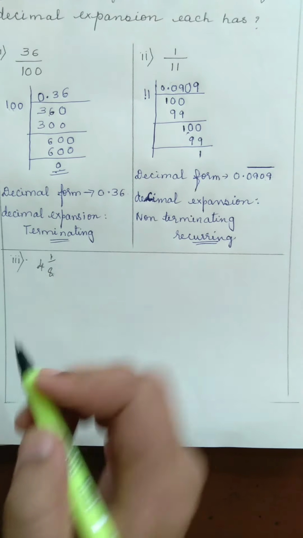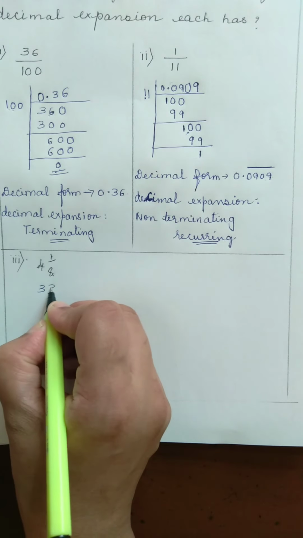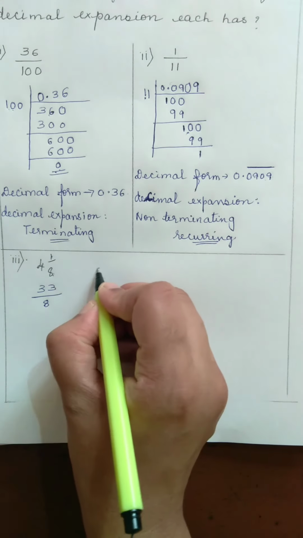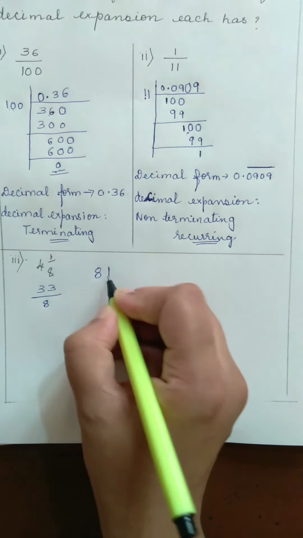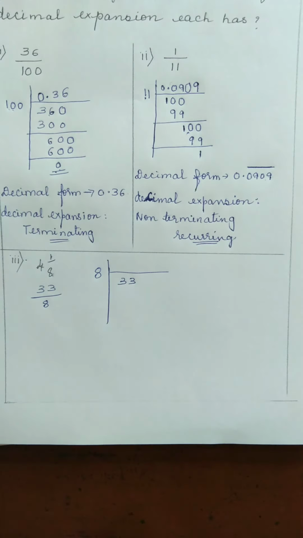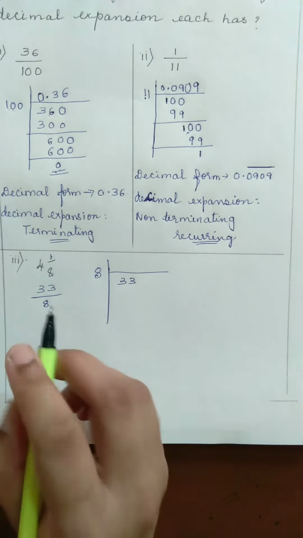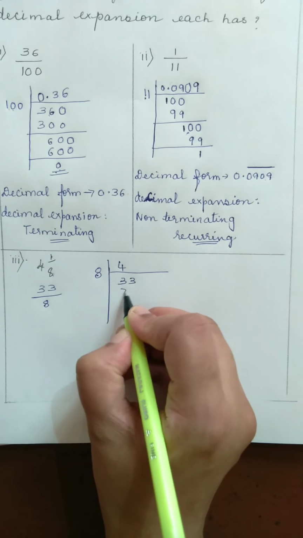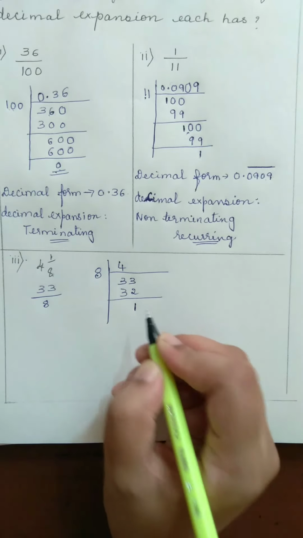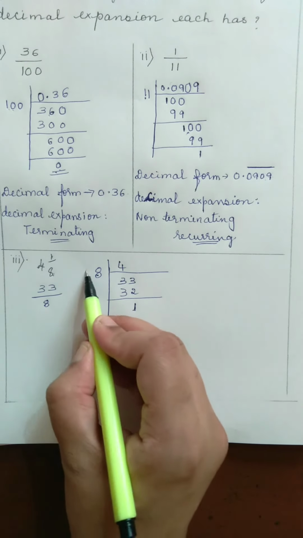32 plus 1, we will get 33 by 8. So now we can perform the division. So we have 8 into 33. When you perform the division, we know that 8 4s are 32. Therefore 3 minus 2, 1 is remaining. 1 is lesser than 8.